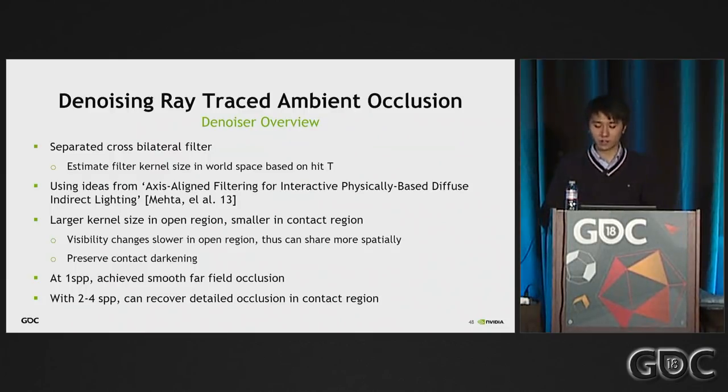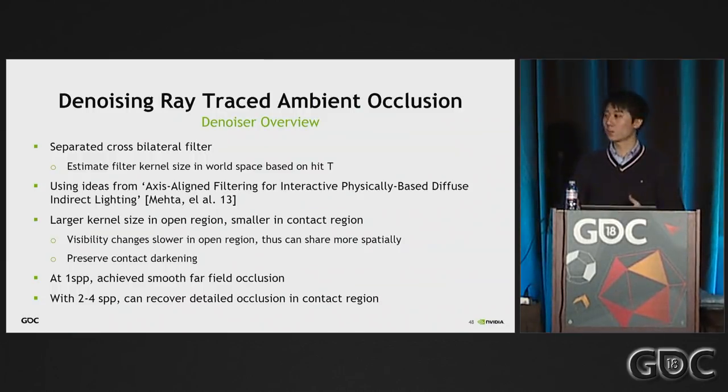Intuitively, the visibility should change slower in open regions than in contact regions. So we can basically just apply a larger filter in open regions and a smaller filter in contact regions. That is actually quite effective at preserving all the fine contact hardening details, the high frequency contact details in the contact region, which is something that we do want to preserve in our denoiser.